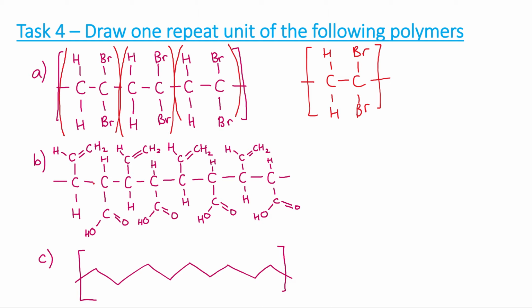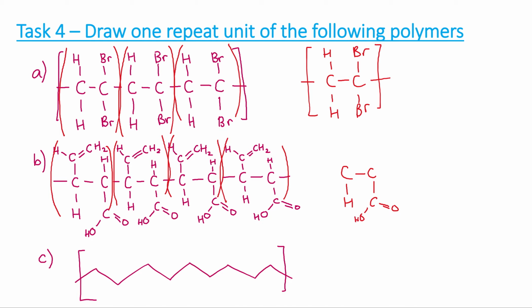And same thing for this one, 2 carbons in one repeat unit, so we just find the repeating pattern, and hopefully you can see this is one, this is another, this is another, and this is another. So one repeat unit is this. So there's going to be a double bond there. And like so. So that is one repeat unit.